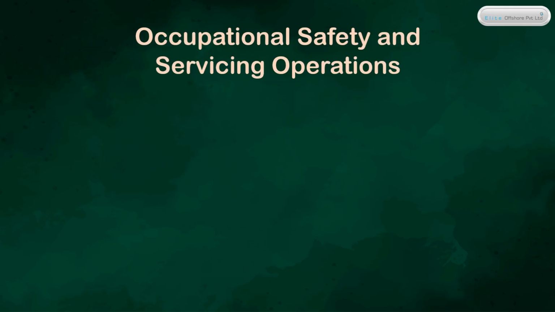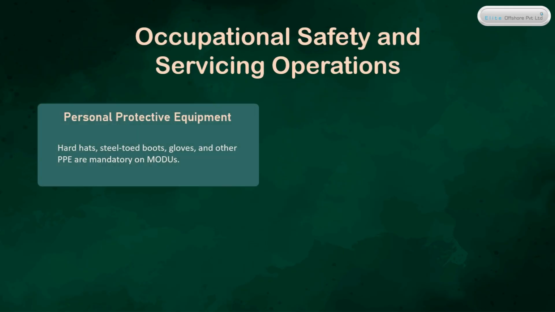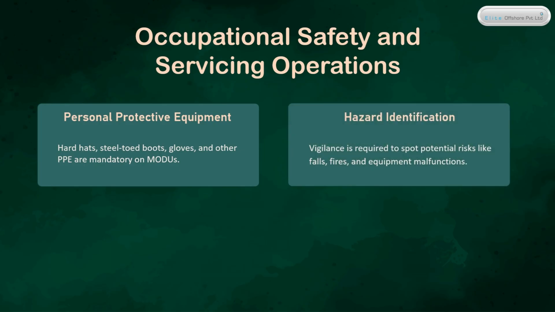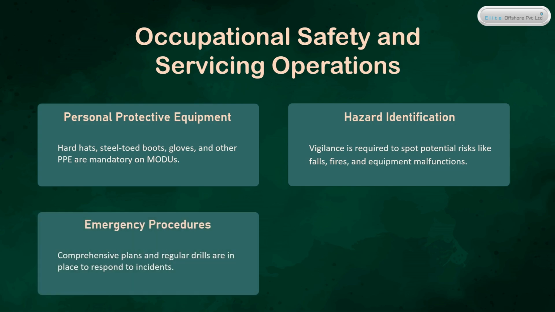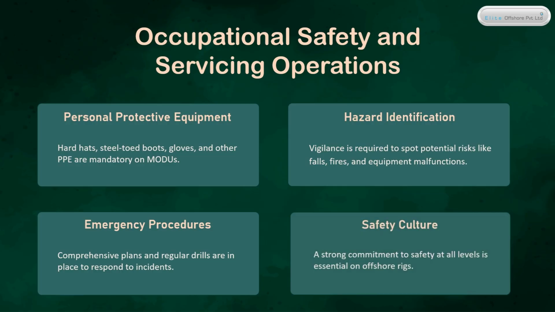Occupational safety and servicing operations. Personal protective equipment. Hard hats, steel-toed boots, gloves, and other PPE are mandatory on MODUs. Hazard identification. Vigilance is required to spot potential risks like falls, fires, and equipment malfunctions. Emergency procedures. Comprehensive plans and regular drills are in place to respond to incidents. Safety culture. A strong commitment to safety at all levels is essential on offshore rigs.